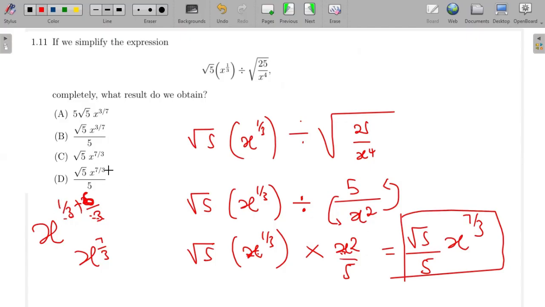So we see that we have it where? On D. So you choose D as your answer. Okay, choose D as your answer.